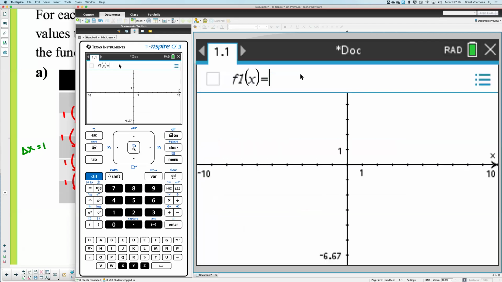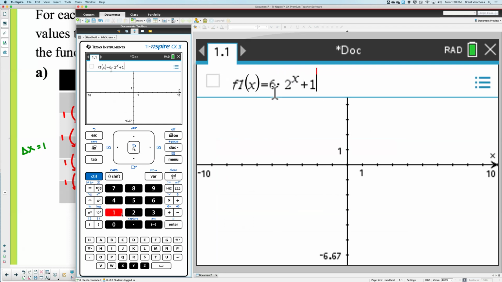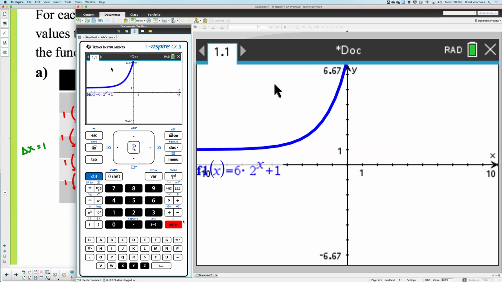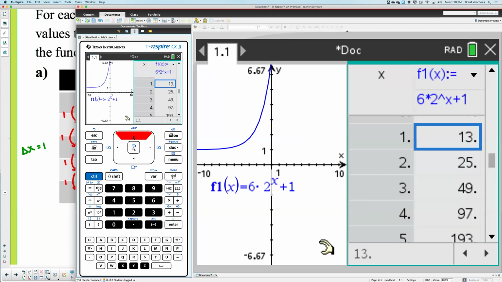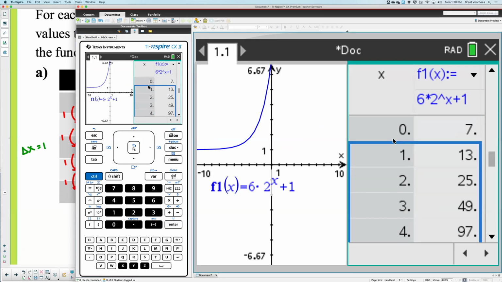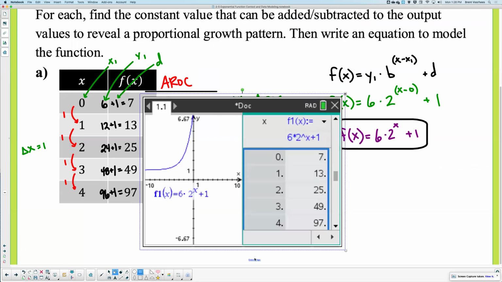Hit Add a Graph. Let's type in the equation we just solved. We said the equation was 6 times 2 to the power of x plus 1, right? When you press enter, I'm going to do a quick review question. Would you call this exponential decay or exponential growth? That's exponential growth, good. Now press Control T. And I want you to compare these values to the table that we started off with. What can you tell me about the table?